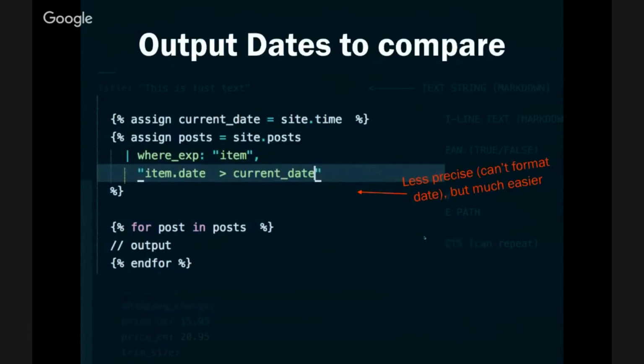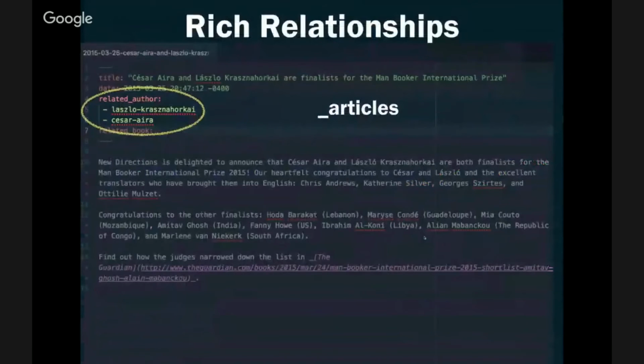With the new where expression filter, we can loosely, and I say loosely because we can't format the date in advance, we can loosely filter dates and avoid conditionals in our loops, making indexing easier. So that way we can show things like just the next 3 events without having to jump through a lot of hoops. And it's much more efficient.